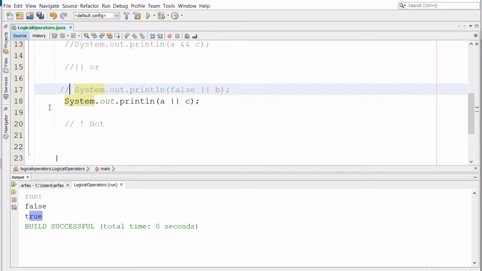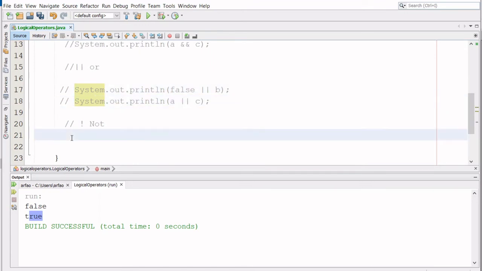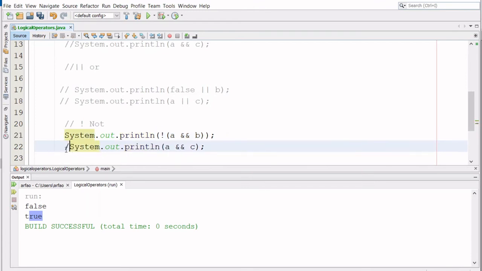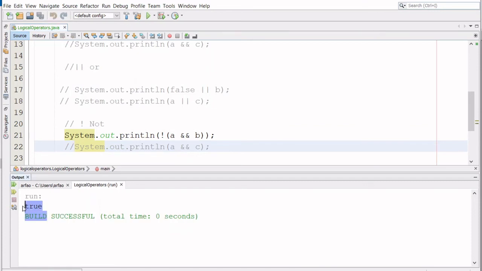So let's comment this out, and what we want now is this expression here. So the first expression is going to be negating this expression. So A and B. Now A is true, B is false. So A and B should give us a false because one of the sides is false. Okay. Now, when we inverse that, when we say not that false, it should give me a true. Okay, so let's only run that one and see if it's going to give me a true. So we got a true here because we inversed the outcome of this statement.